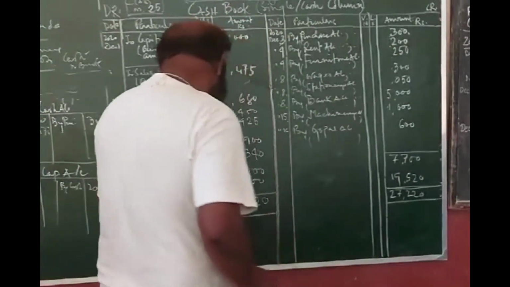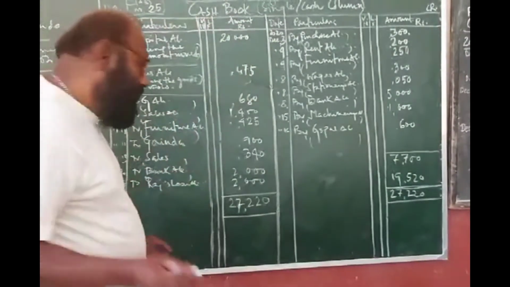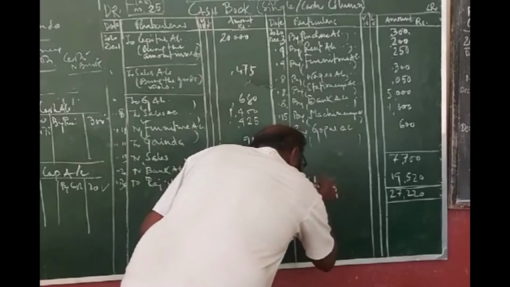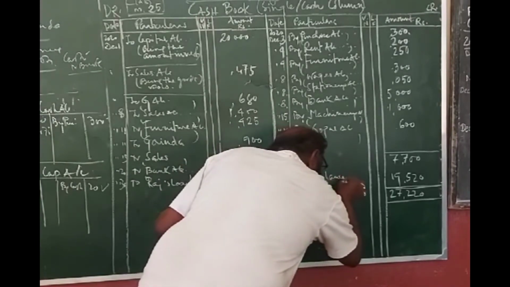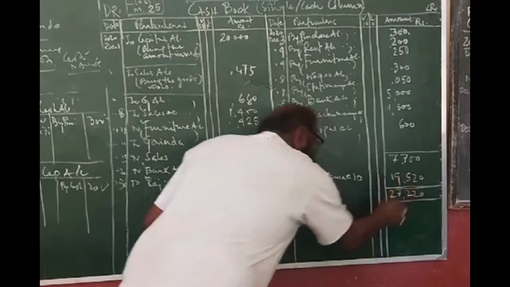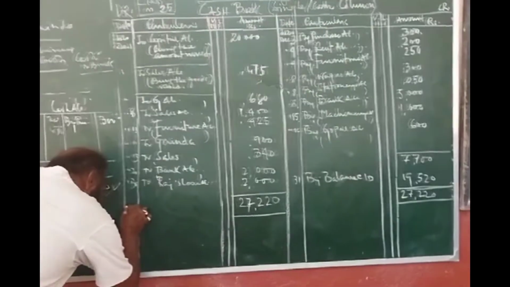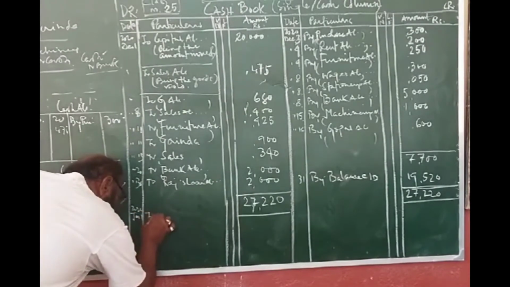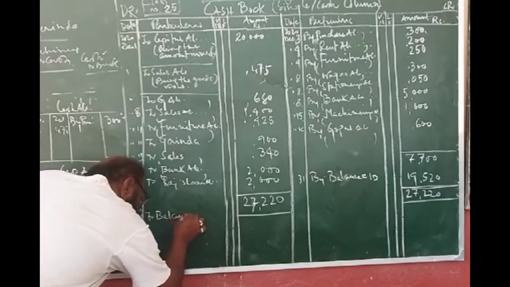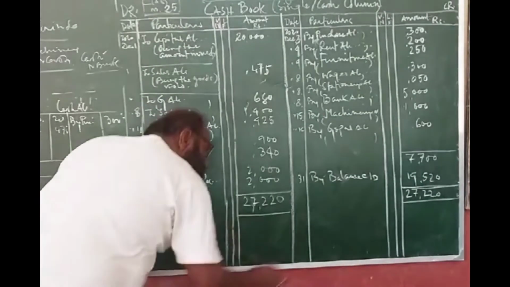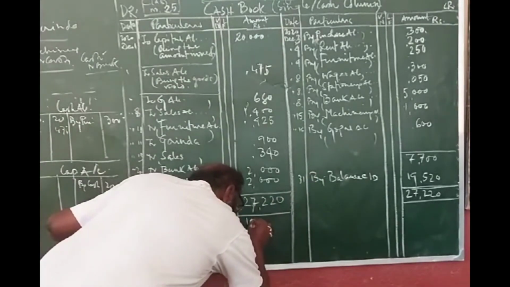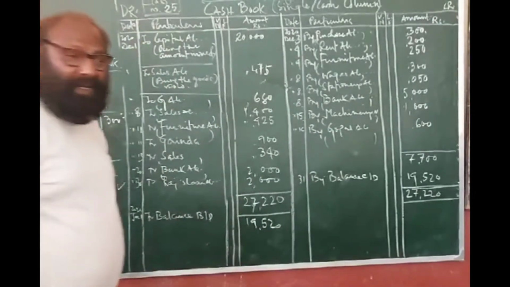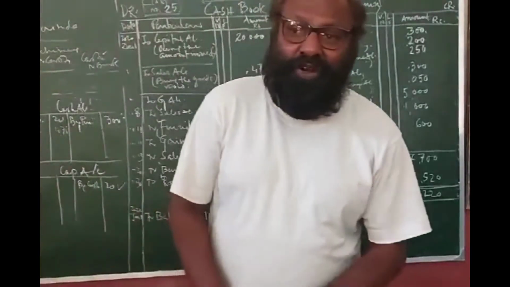And it is the 30th, no? December has 31 days, and the balancing should be made on the last date, the 31st, by balance c/d. This is by balance c/d. And in January 2021, on January 1, we have the balance in hand, to balance b/d. How much is it? 1,900 and 520. Clear? So that, friends, is the preparation of the cash book.